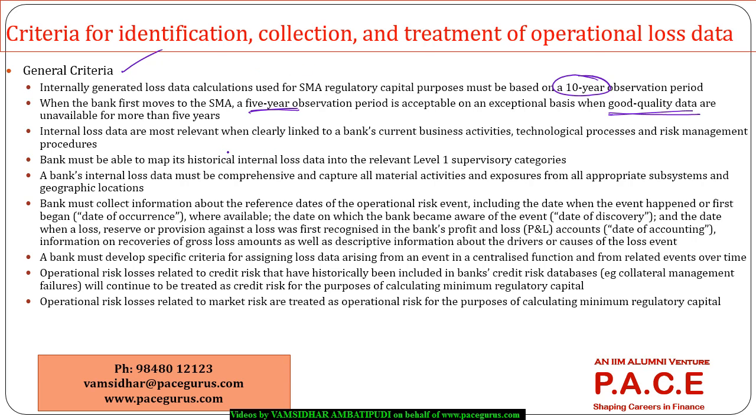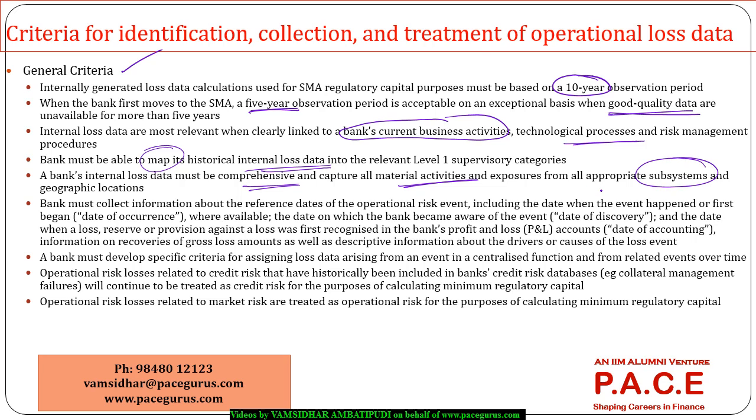Now, when you are talking about internal loss data, they should be linked to the current business activities of the bank. They should be very clearly linked to the technological processes and various risk management procedures. So there should be a lot of interconnectivity between all of them. And there should be a clear-cut mapping of historical internal loss data to the various supervisory categories. It should be very, very comprehensive. All the material activities need to be captured. These are very simple things, right?